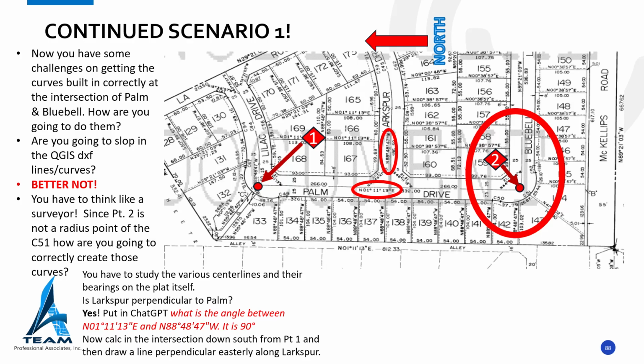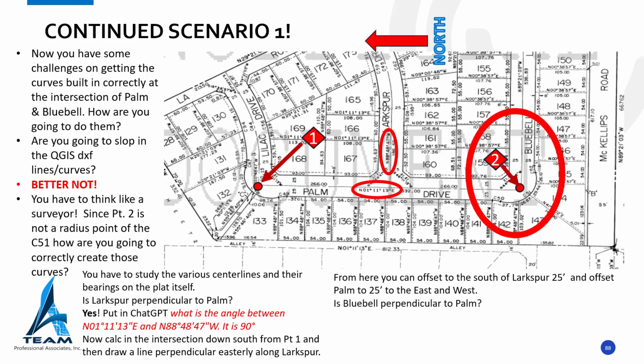And then once you do that, you would probably offset the center line of Larkspur both sides, even though it's not in your subject area, but it may show up in your paper space. So offset it and create both sides, the south side of the right-of-way of Larkspur and the north side. All right. So from here, you can offset to the center. I just repeated that. And offset Palm 25 feet to the east and the west. That would get you this line and this line, and it would also get you this line, so that you could do more information later. But you're getting things accomplished.